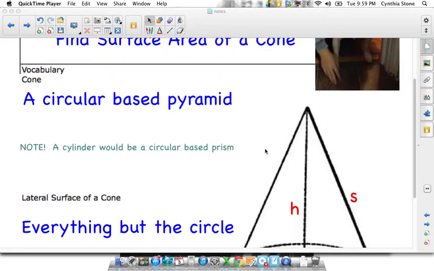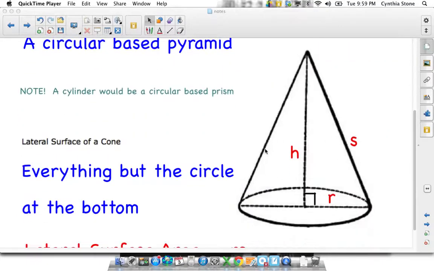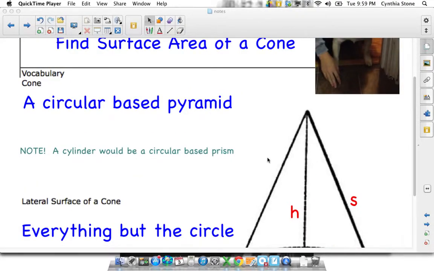Okay, just a few things. When we say cone, what do we mean? Well, that's the shape. Three-dimensional shape. Think ice cream cone, obviously. And you could think of it as a circular-based pyramid, sorry. So it's got a point at the top and it's got a circular base, unlike a square-based or a triangular-based. A cylinder would be a circular-based prism. So a cone is a circular-based pyramid, because it comes to a point, and a cylinder is a circular-based prism.